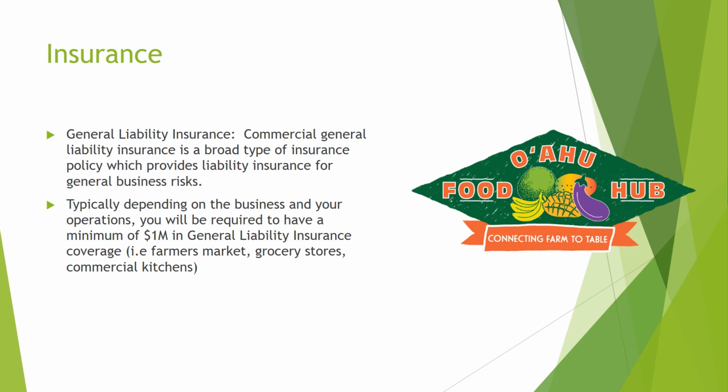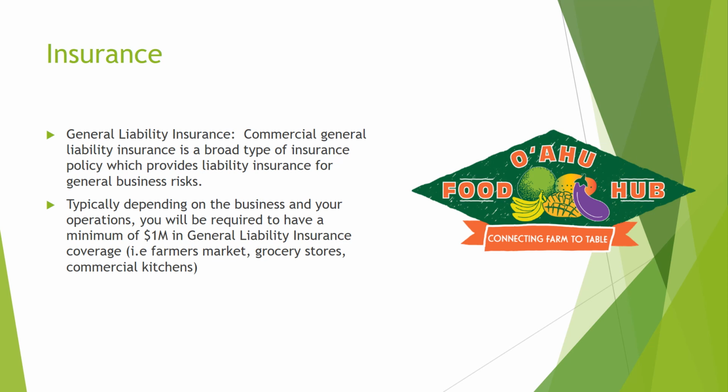This is a broad type of insurance policy that provides liability insurance for general business risks. So if someone gets hurt on your property, or if someone is injured by using a product or service of yours, typically this is the first level of protection that the business would use. Depending on the business and operations, you're typically required to have a minimum $1 million general liability insurance policy. Basically what this means is that it protects you up to $1 million in damages.